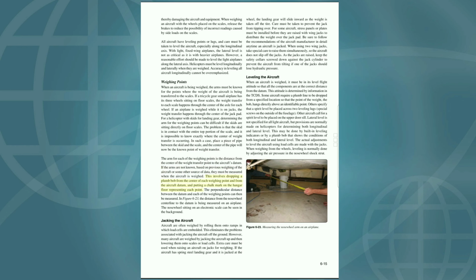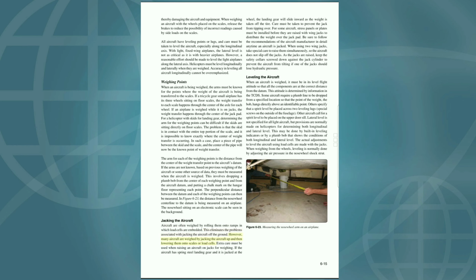This involves dropping a plumb bob from the center of each weighing point, and from the aircraft datum, and putting a chalk mark on the hangar floor representing each point. The perpendicular distance between the datum and each of the weighing points can then be measured. In Figure 6-23, the distance from the nose wheel centerline to the datum is being measured on an airplane. The nose wheel sitting on an electronic scale can be seen in the background. Jacking the aircraft. Aircraft are often weighed by rolling them onto ramps in which load cells are embedded. This eliminates the problems associated with jacking the aircraft off the ground.